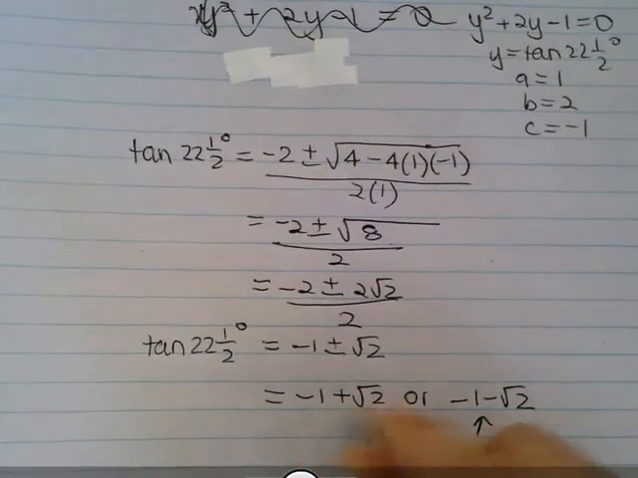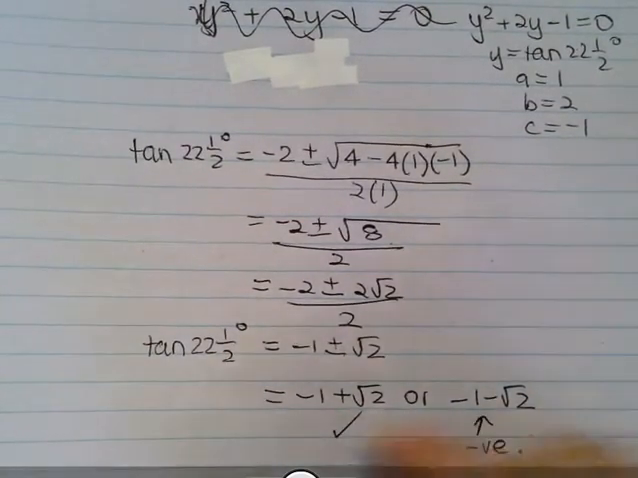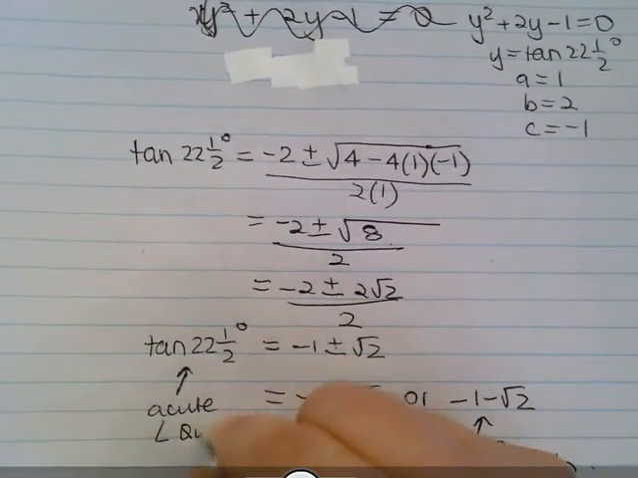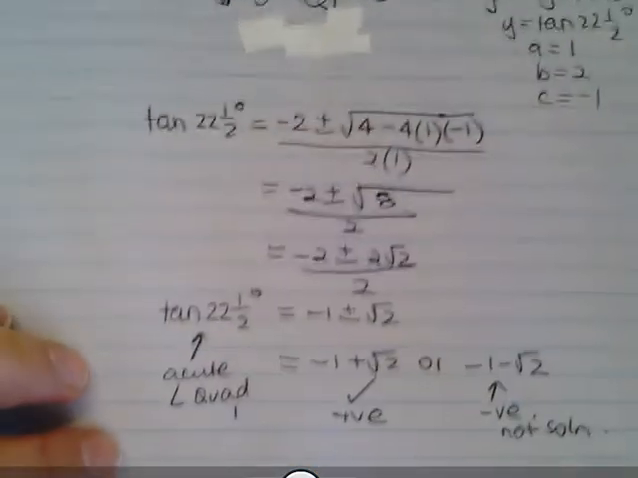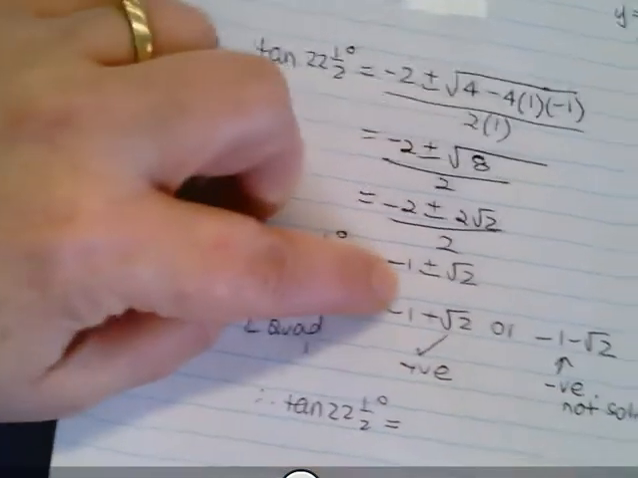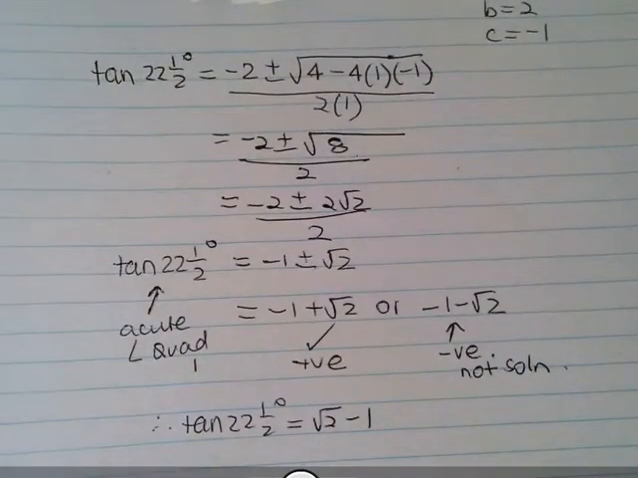Not the solution. This is positive because root 2 is 1.414. So it's this one because this is positive. Remember, this is acute angle, quadrant 1. Are you okay with that? So therefore, tan of 22.5 degrees is, instead of writing it as -1 plus root 2, let's write it as root 2 minus 1. Now, do that on your calculator. Tan of 22.5 degrees, you should get about 0.414, and root 2 minus 1. The other solution is related, but it may be in the quadrant 2 or the quadrant 4 answer or something.